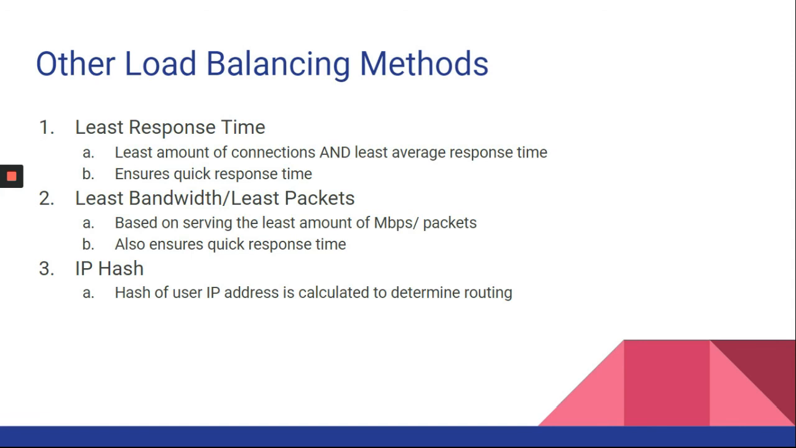Now, the last method for today is IP hash. IP hash load balancing involves looking at each user's IP address and making a determination from there about which server will handle the connection most quickly. A hash of the IP address of the client is calculated to redirect the request to the server.